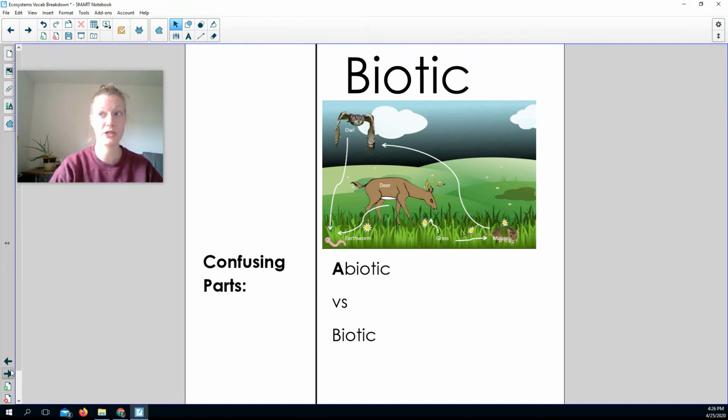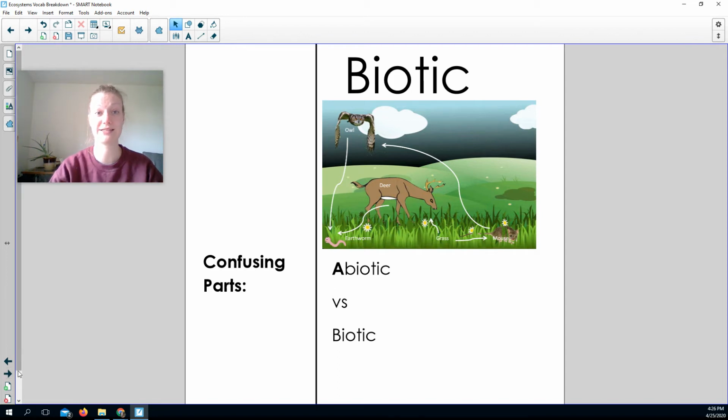A in front of a word means not in some cases. We can talk about things that are atypical, that means they're not typical, for example. Bio is a root word that means life. So a biotic element is one that is alive or was once alive. And an abiotic element is one that was not alive and has never been alive.